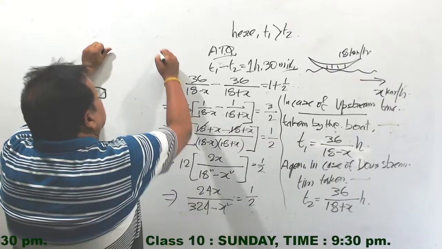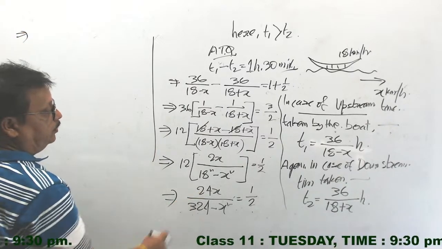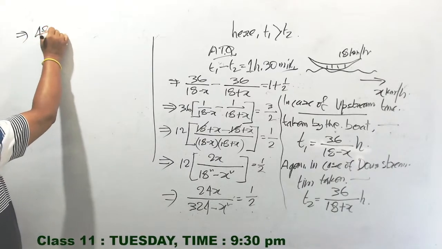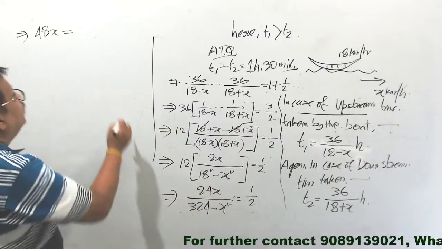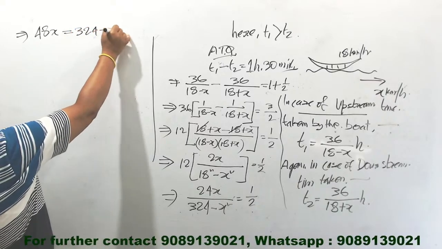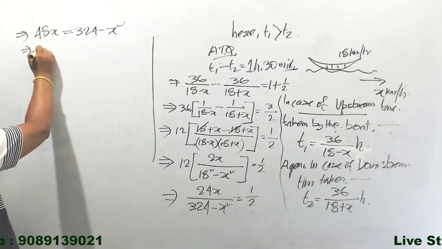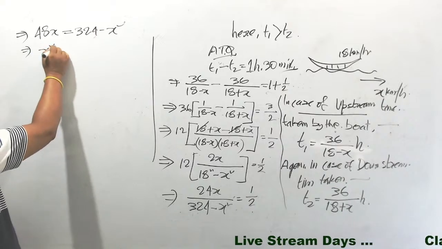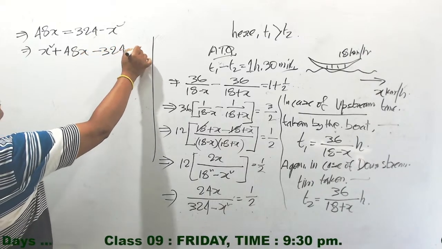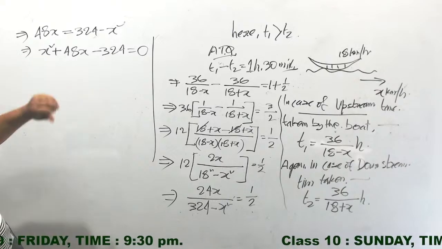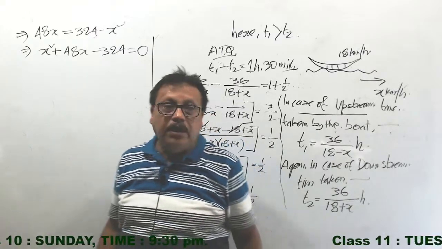Now what to do? By cross multiplication, what do you get? 24 into 2, that is 48x, equal to 324 minus x square. Understood? This implies x square plus 48x minus 324 equals 0. This is a quadratic equation of x. By middle term method, you have to solve it.